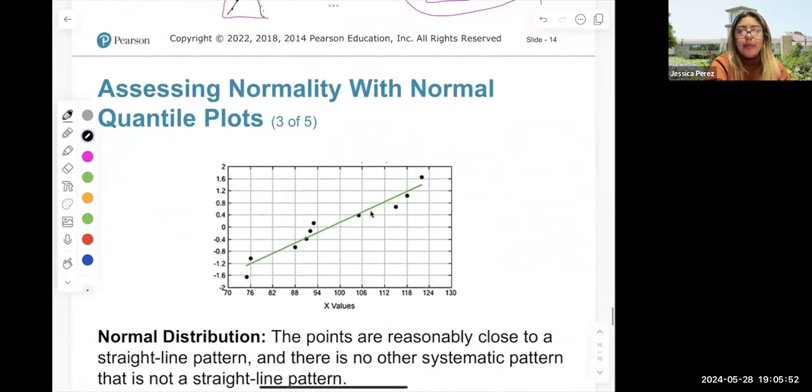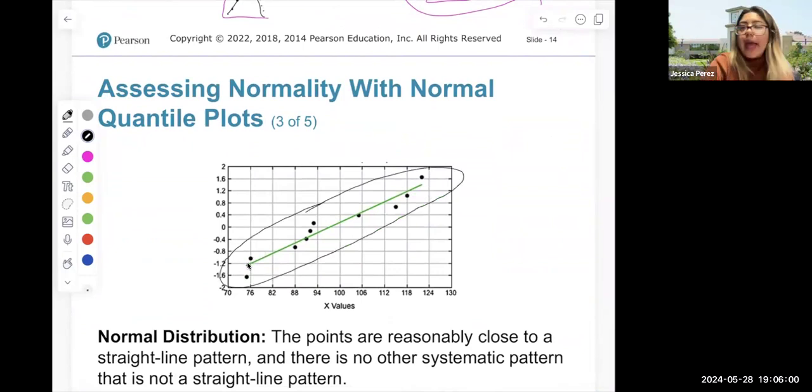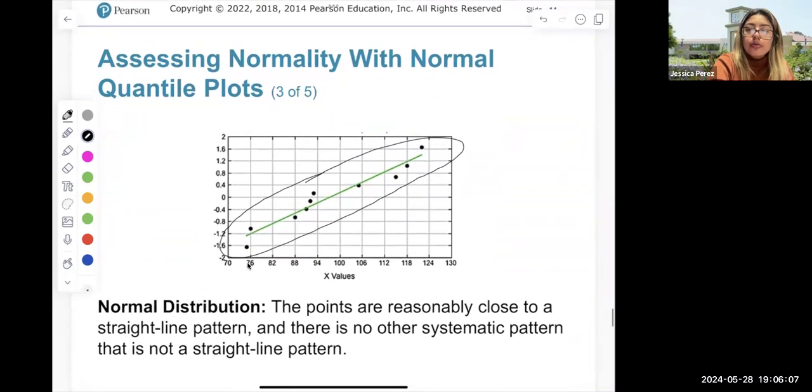So this is an example. This is a normal curve because notice that your points are reasonably going up. They have some pattern. They are reasonably close to each other, and there's no systematic pattern that is not a straight line pattern. This is actually a straight line pattern, so this qualifies to be something normal. We're going to see some examples next.